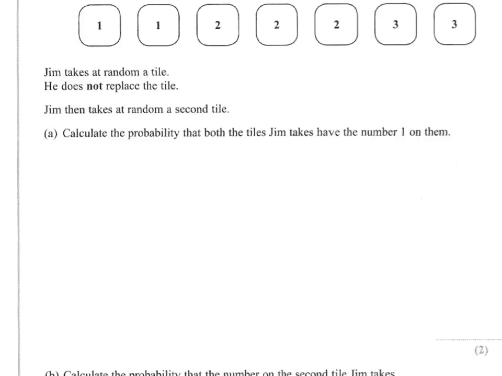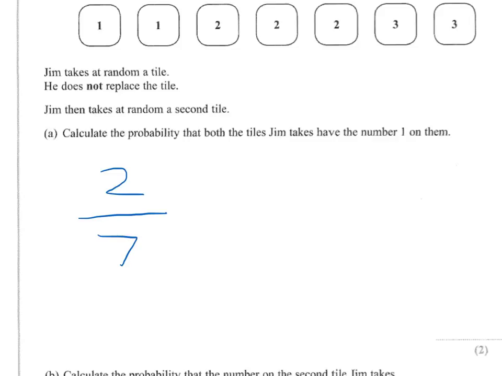So Jim takes a tile at random. He does not replace the tile, he then takes a second tile. So the first part of the question says, calculate the probability that both the tiles have a number 1 on them. So in the first pick, there are 2 tiles from 7 that have the number 1 on them. The probability we get a 1 on our first pick is 2 from 7.